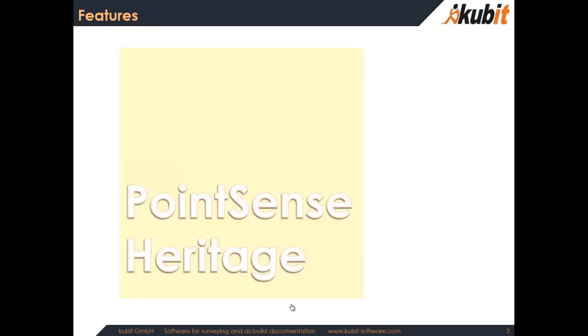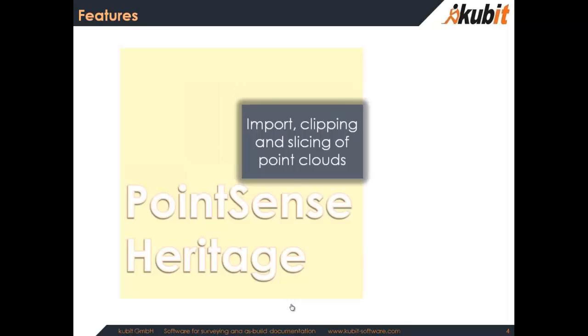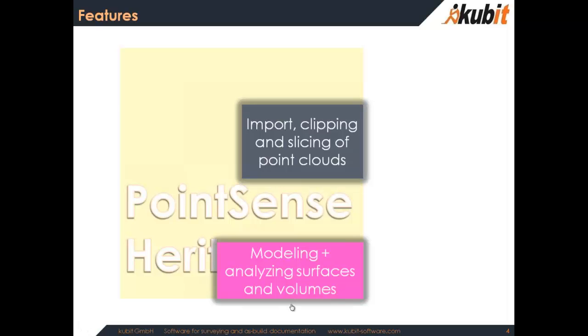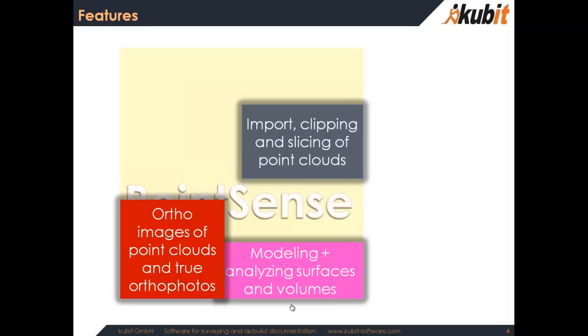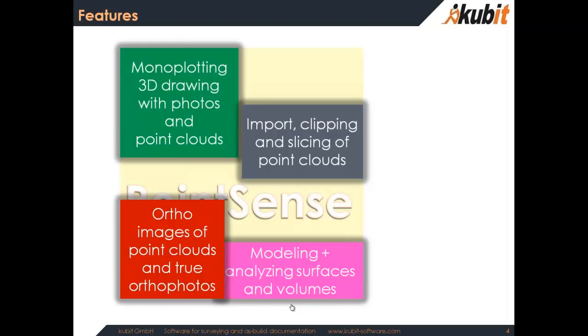The features of PointSense Heritage are very similar to those of other PointSense products. The basic features are you can import point clouds, clip them, slice them to work with them further, and you can manage those slices. You can then use the point clouds in AutoCAD to model and analyze surfaces and volumes. I will show you in short. And you can also create ortho images of point clouds and true ortho photos. We'll have a look at this as well.